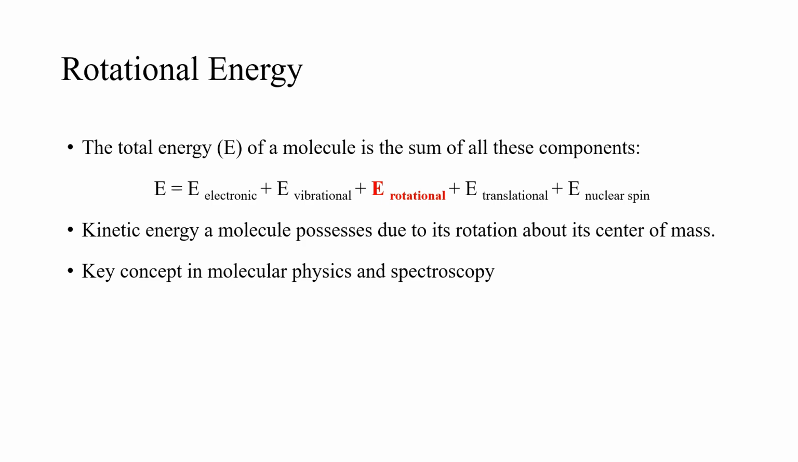Rotational energy. The total energy of the molecule is categorized into the following: E equal to E electronic plus E vibrational plus E rotational plus E translational plus E nucleus spin. Electronic energy arises due to the transition of electrons between two energy states. The vibrational energy level is due to the molecular vibration.